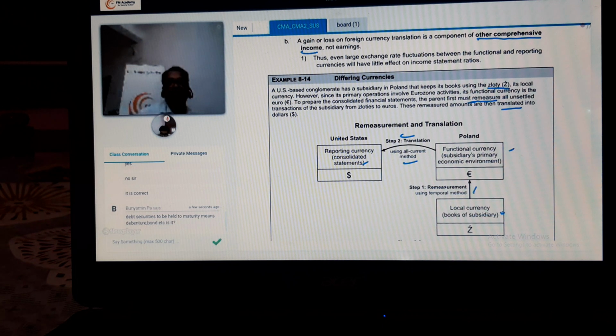Now please answer. Two of you are still thinking. Please. Bunyamin and Vimal Jolie, okay, option 5. What is the question? Translation.